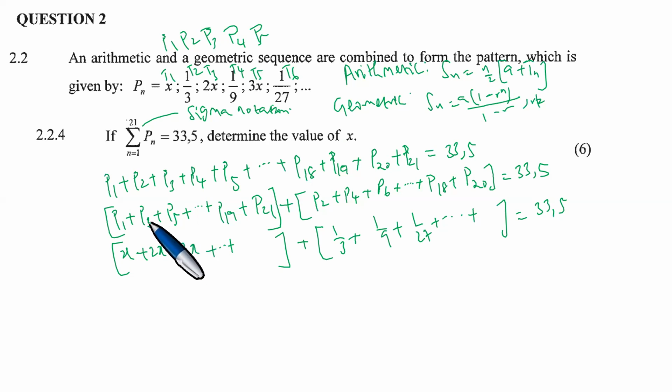If you stop at 3, there are going to be 2 terms. If you stop at 5, there are going to be exactly 3 terms. If you stop at P6, there are going to be 4 terms. If you stop at P7, there are going to be 5 terms.